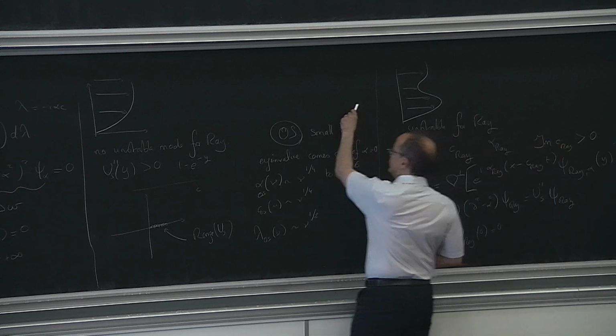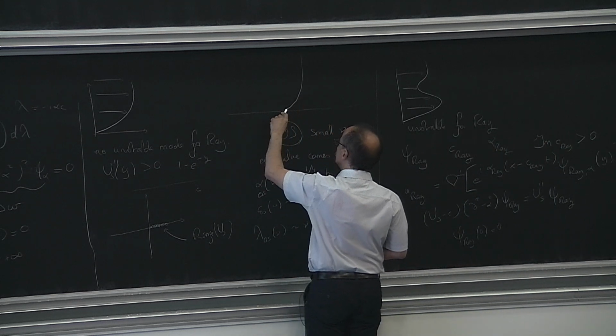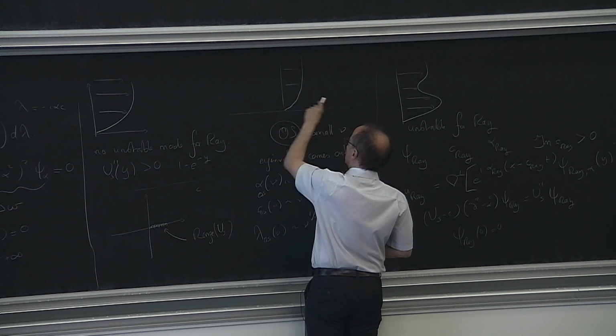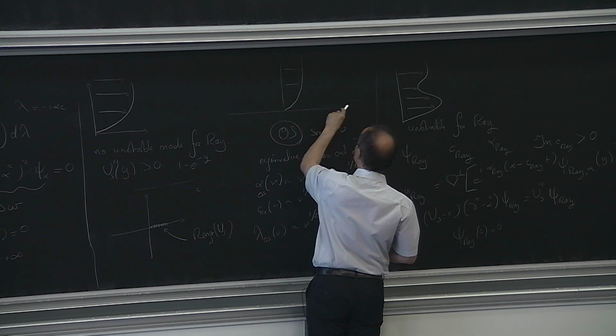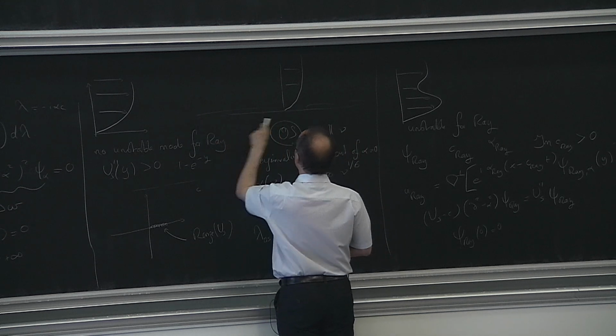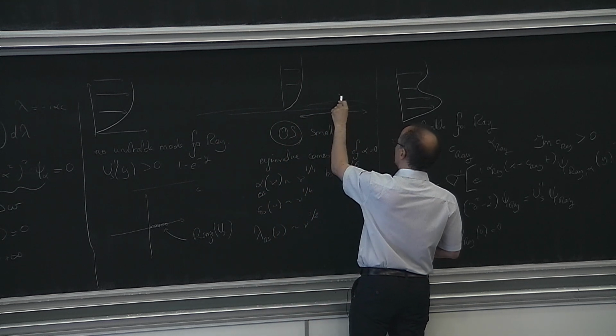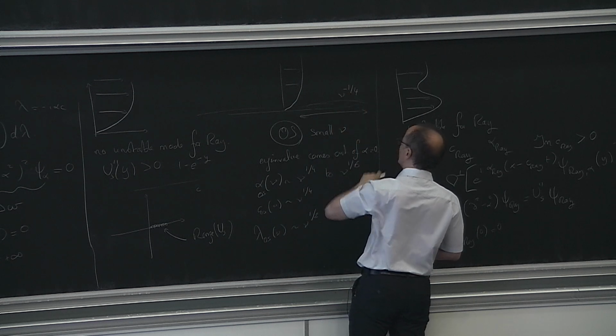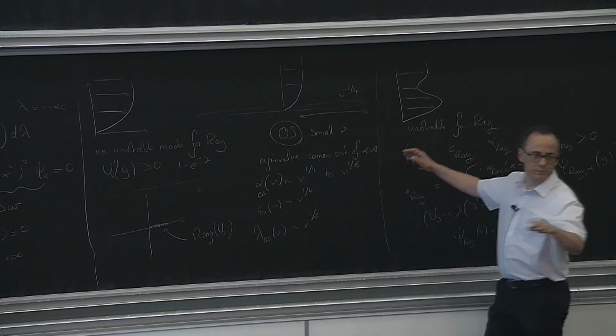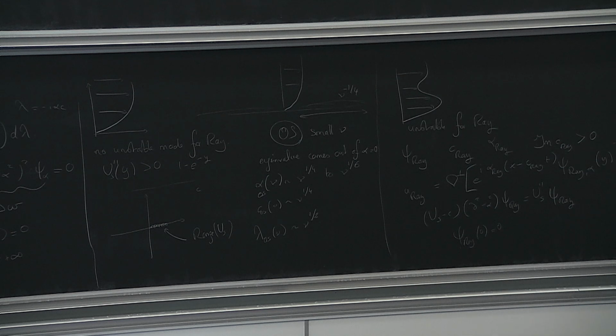So you have the picture as follows. You have like this, and what you have is instabilities, which turn out to be periodic, but the instabilities occur on lengths of order nu to the -1/4. So I will describe them later.